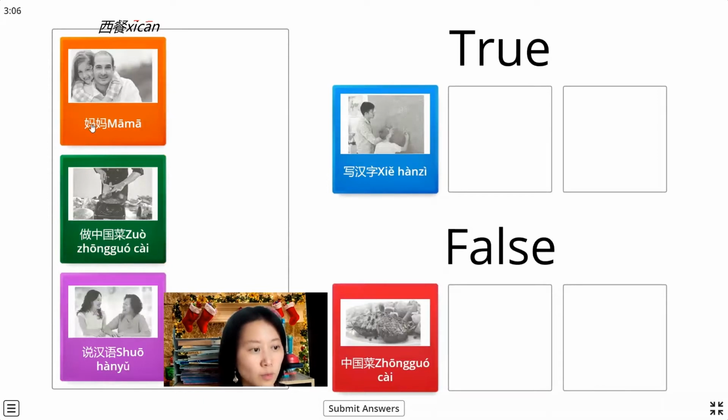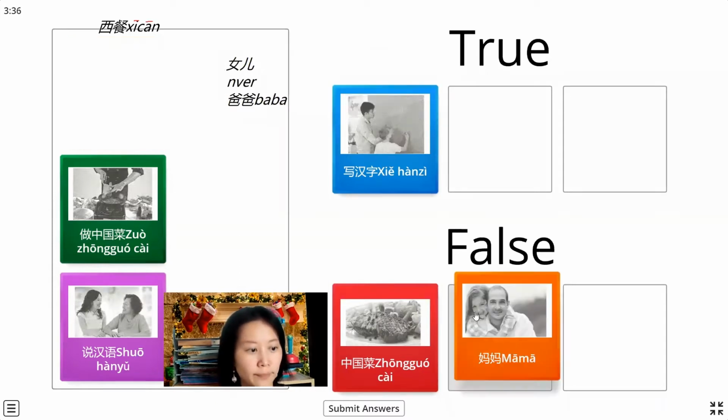The next one, this one is 妈妈. Mama is mother. Okay, we check this picture. Daughter, 女儿. And we have 爸爸, father. But in this picture, we cannot find the mother, mama. So this one is false.